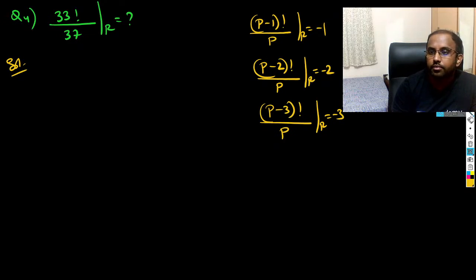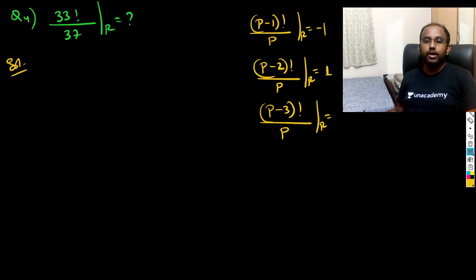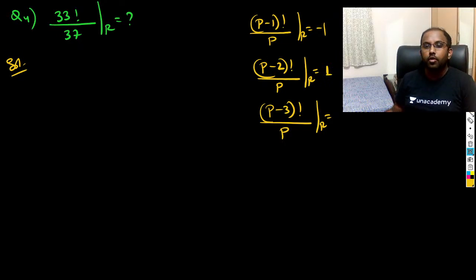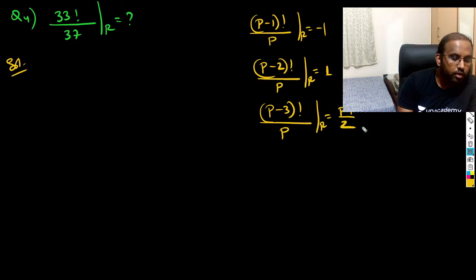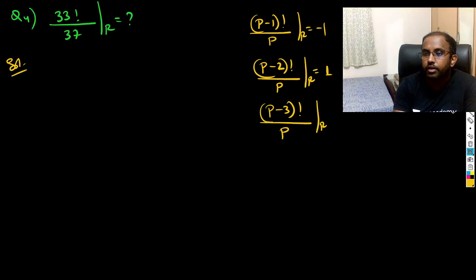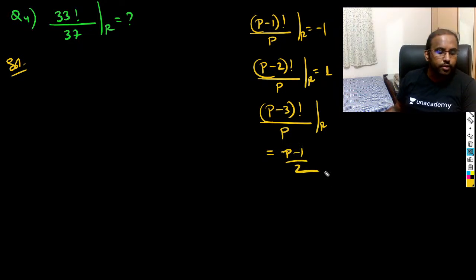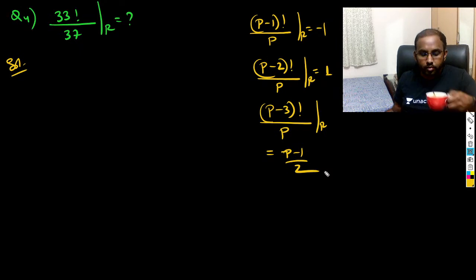Sorry, what am I doing? I was thinking something else here. Okay. So this remainder is plus 1. So P minus 2 factorial upon P, that remainder is plus 1. And then P minus 3 factorial upon P, that remainder is actually P minus 1 upon 2. Okay. So I think this is not visible. That's where my concentration was. Is that visible or not? Okay. This is minus 1 by 2. So P minus 3 factorial upon P is P minus 1 upon 2. Okay. So we have got these 3 theorems of Wilson's actually.